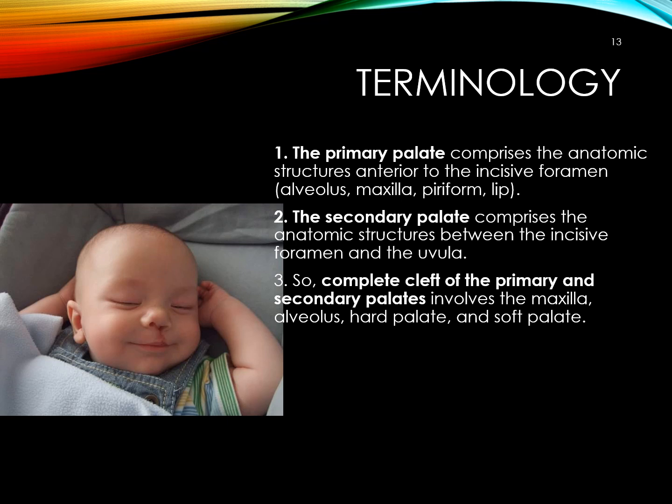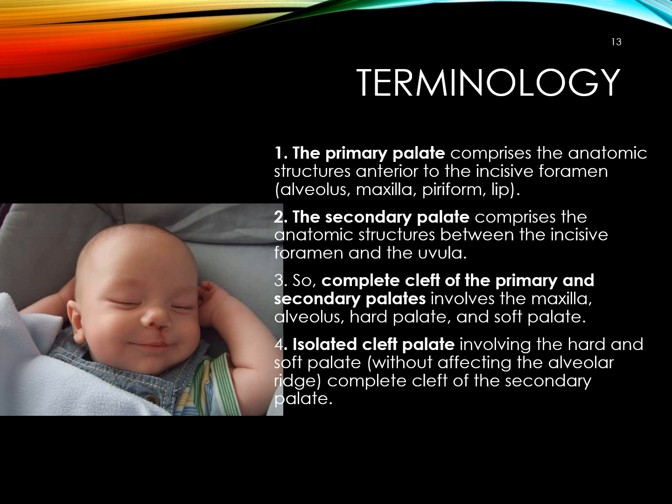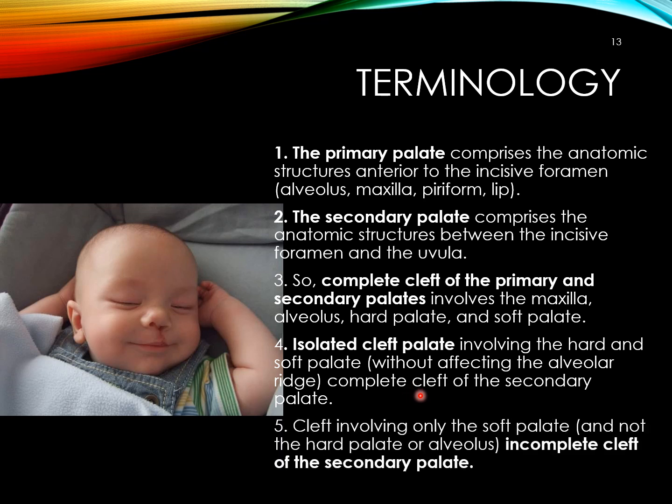So, complete cleft of the primary and secondary palates involves the maxilla, alveolus, hard palate, and soft palate. Isolated cleft palate involving the hard and soft palate without affecting the alveolar ridge is a complete cleft of the secondary palate. And cleft involving only the soft palate and not the hard palate or alveolus is an incomplete cleft of the secondary palate.